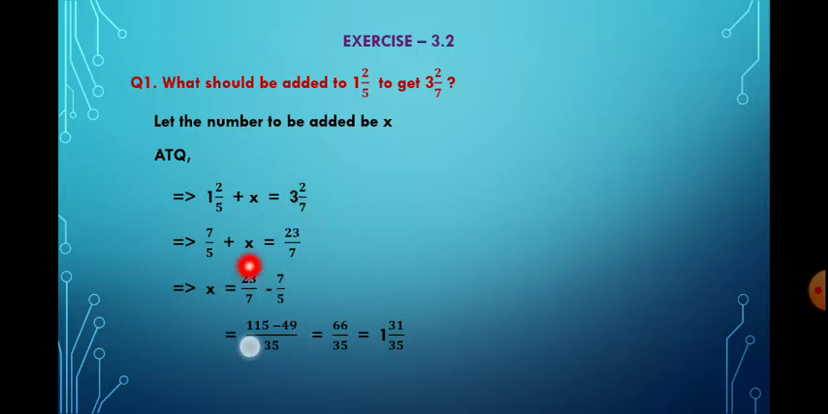Now keeping the x on the left hand side, because it is already positive, we'll take the 7/5 to the other side. So on transposing plus 7/5 to the other side, it will become minus 7/5. So x equals 23/7 minus 7/5. LCM is 35. So 23 multiplied by 5 is 115 minus 7 multiplied by 7 is 49. So on subtracting, we'll get 66/35. It's an improper fraction, so we can write it in the form of a mixed fraction, that is 1 31/35.